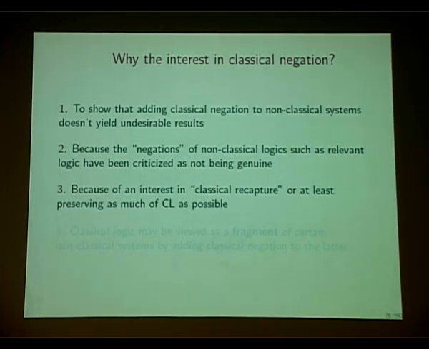Another interest that comes up in the truth literature a lot is this notion of classical recapture. So you want to get as much of classical logic as possible. Well, in this context, if you have classical negation and you have classical disjunction or conjunction, then you have all of classical logic anyway. So that's as close to classical recapture as you're going to get.